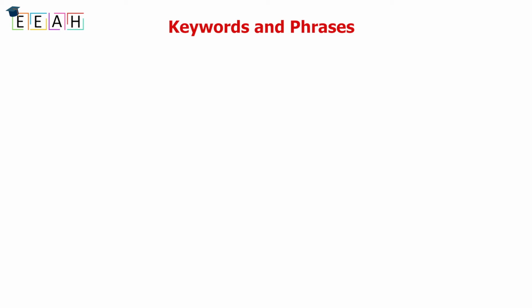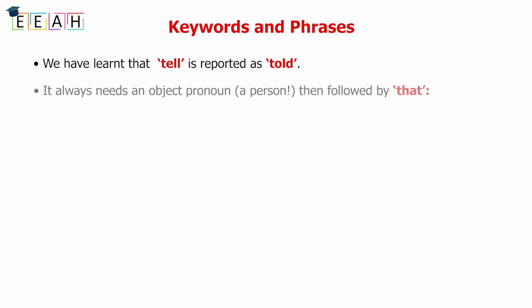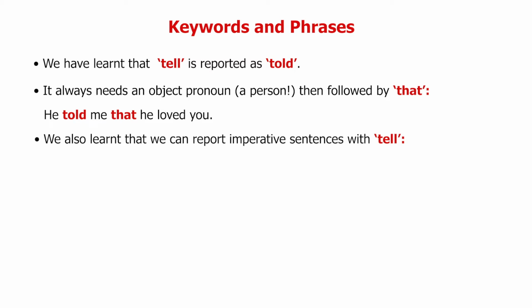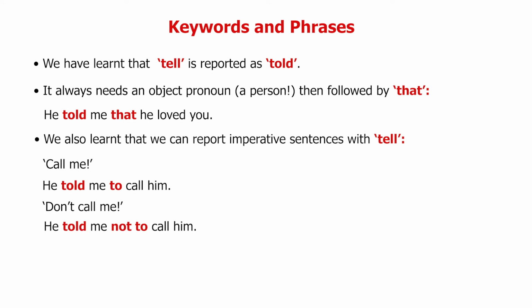Let's have a look at today's keywords and phrases. We have learned that tell is reported as told. It always needs an object pronoun, a person, then followed by that. For example, he told me that he loved you. We also learned that we can report imperative sentences with tell. For example, call me. He told me to call him. Don't call me. He told me not to call him.